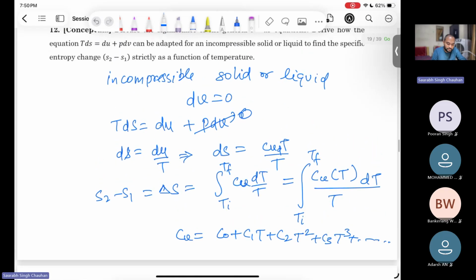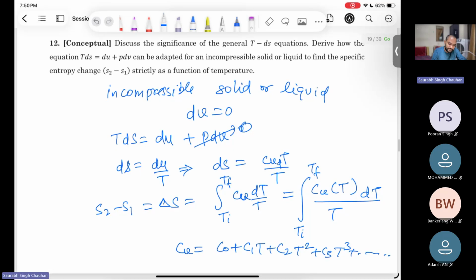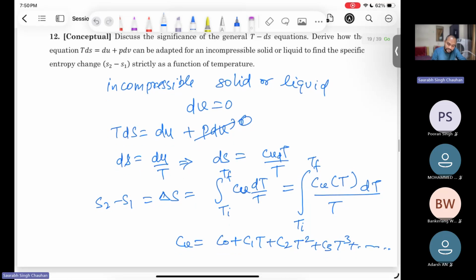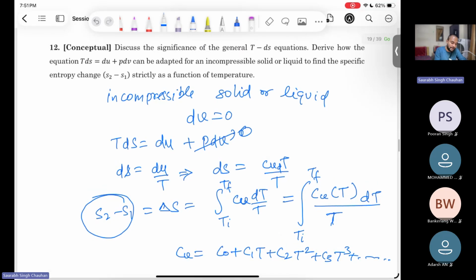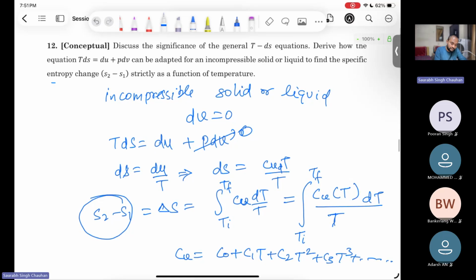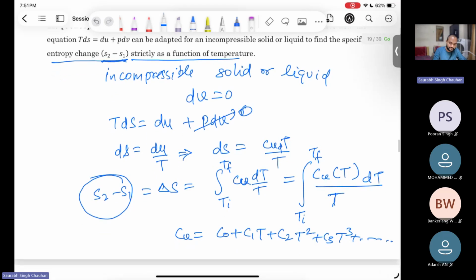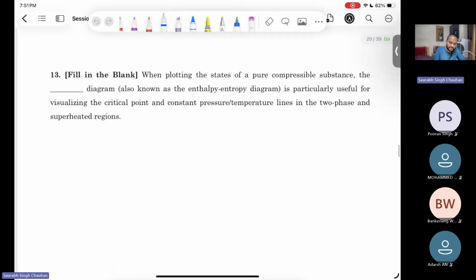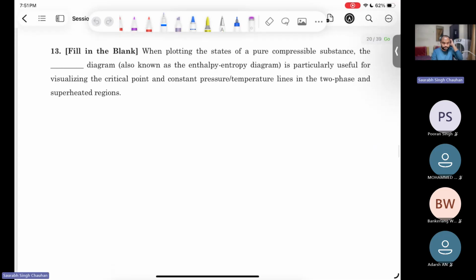Anyways, this is a function of temperature only, right? CV is a function of temperature, and in the denominator also we have temperature, and we are integrating with respect to temperature. So the whole change in entropy will be a function of temperature only. Okay, so that's what we had to derive: how this equation can be used to find this entropy change strictly as a function of temperature. So I hope that is clear.